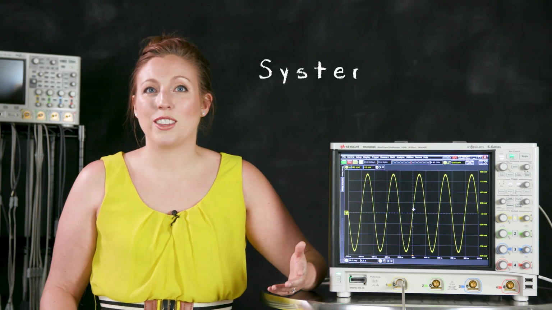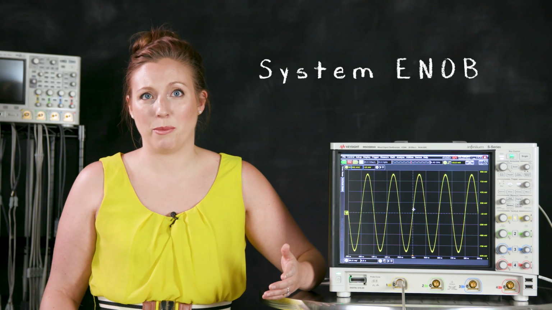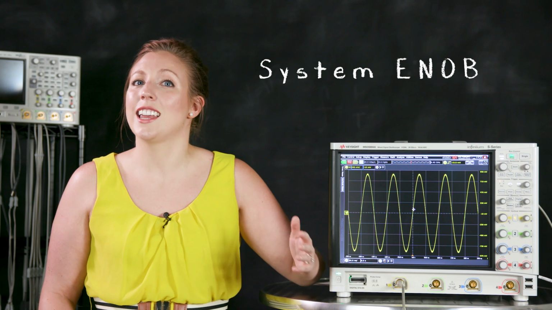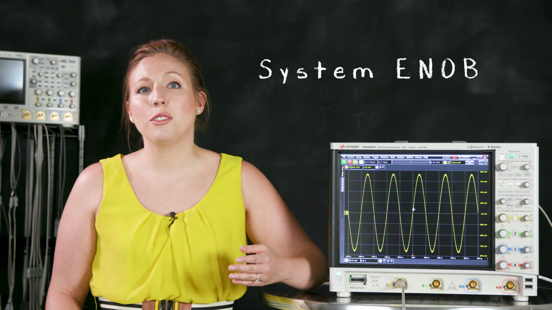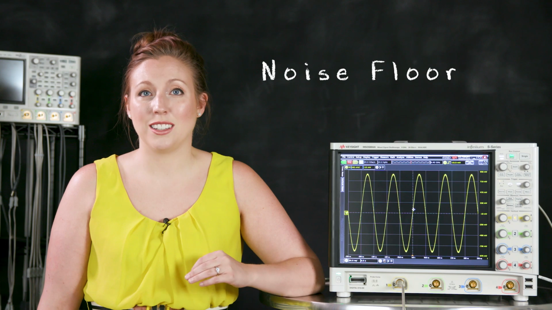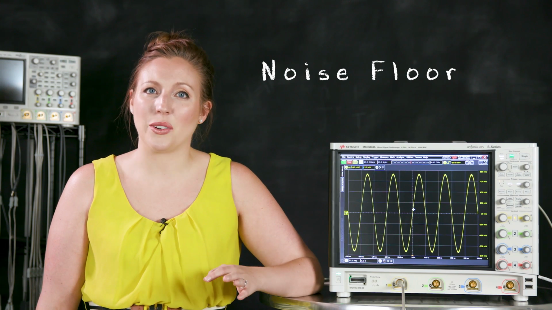That's why I recommend looking at the system's effective number of bits. System ENOB will account for all the parts that I discussed in the front end and the ADC and tell you the true vertical resolution achievable on your oscilloscope. Now that we know the importance of looking at the entire system, a good test of the quality of measurements the oscilloscope is able to make is to check the noise floor.